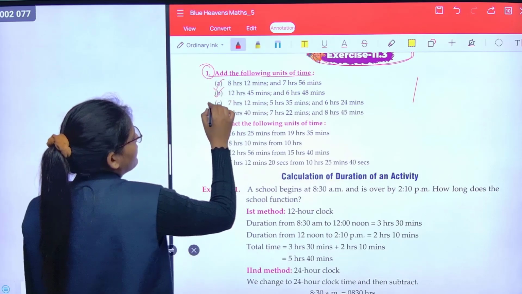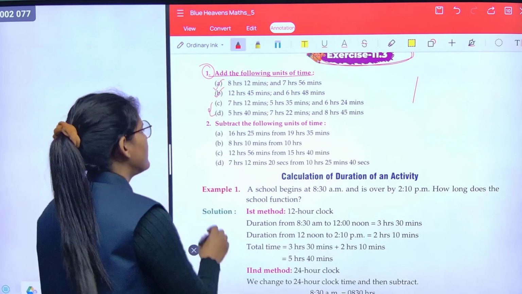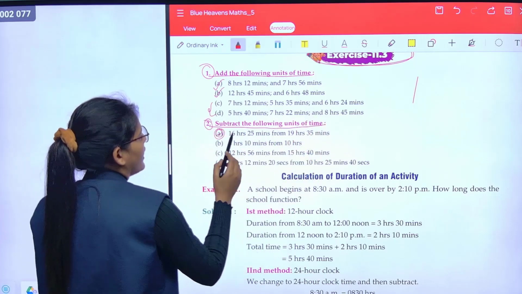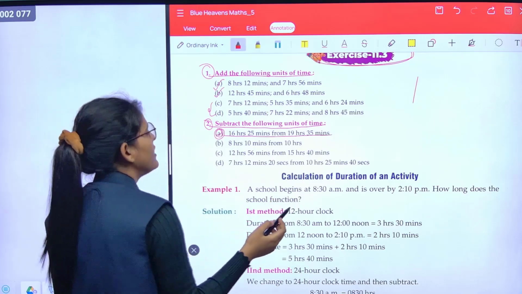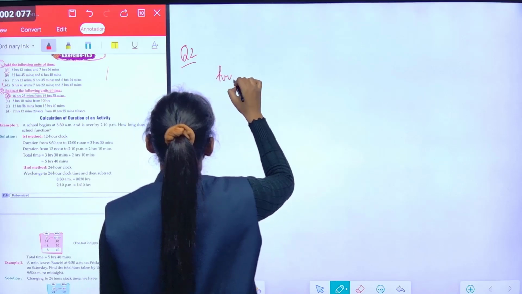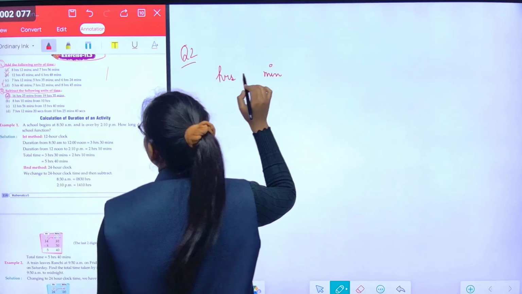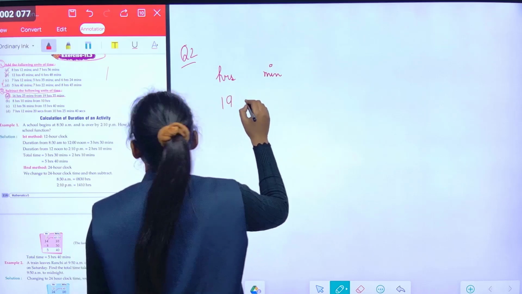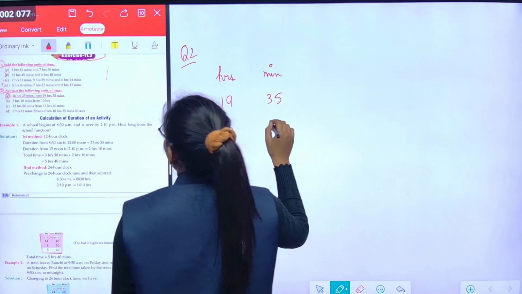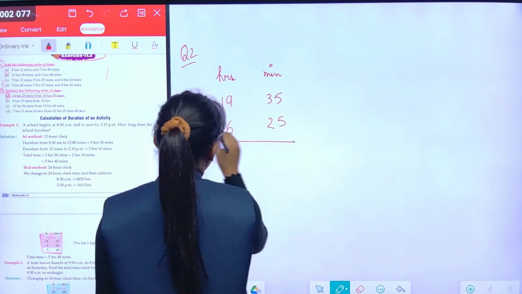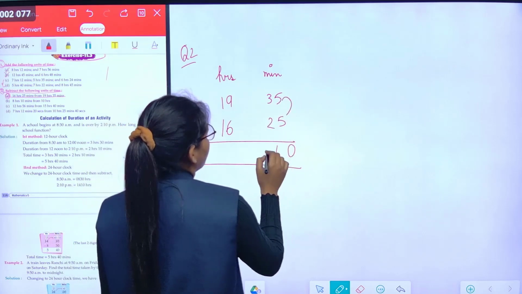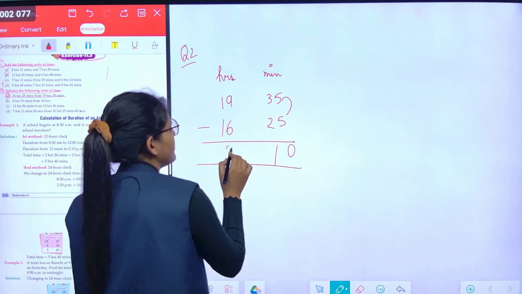A and B part is done. Rest of the parts do yourself, class. Now question number 2, subtract the following units of time. Now A part: 16 hours 25 minutes from 19 hours 35 minutes. Now question number 2, hours and minutes. 19 hours 35 minutes, 16 hours 25 minutes. Minus, class: 5 minus 5, 0; 3 minus 2, 1; and 19 minus 16, 3.